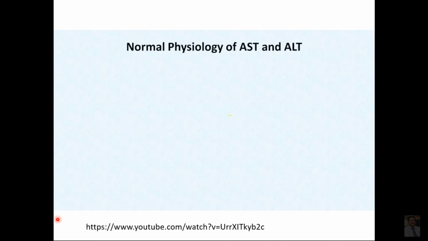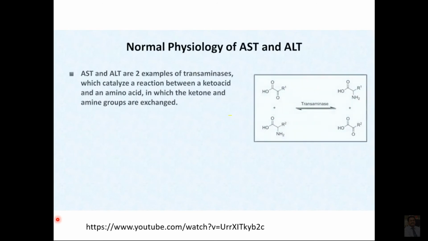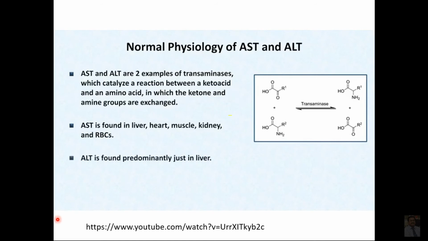First up are AST and ALT. AST and ALT are two examples of transaminases, which catalyze a reaction between a keto acid and an amino acid in which the ketone and amine groups are exchanged. AST is found throughout the body, particularly in the liver, heart, muscle, kidney, and red blood cells, while ALT is found predominantly in just the liver. Therefore, increases in ALT are more specific than AST for pathology of the liver and biliary system.